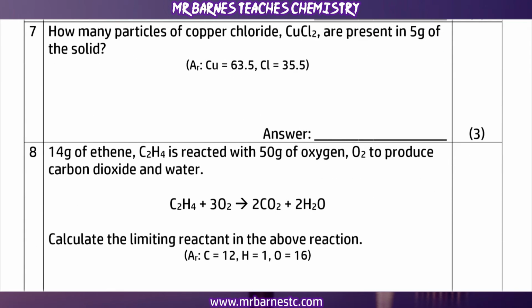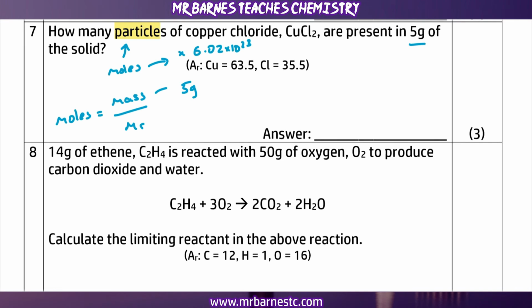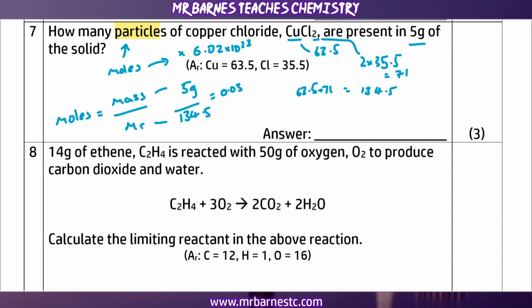Question 7. How many particles of copper chloride? So the first thing we have to do here is work out the moles and then times it by our Avogadro's constant. Moles is mass divided by Mr. We've got the mass. Again, work out the formula mass. 1 copper, 63.5. 2 chlorines, 2 times 35.5 is 71. Add them together. That gives me 134.5 for 1 mark. So therefore, 5 divided by 134.5 is 0.037 to 2 sig fig. And then all I do is take that number, times it by Avogadro's constant, which comes out to 2.24 times 10 to the 22.